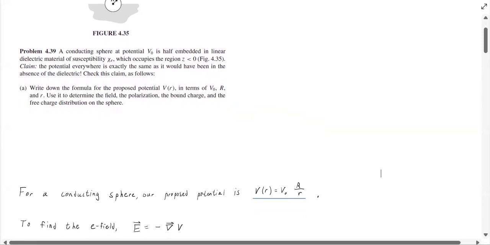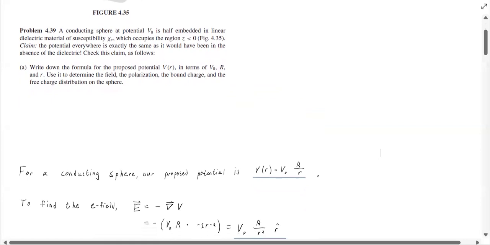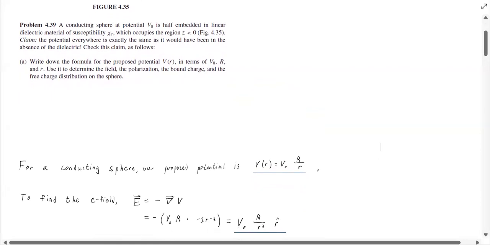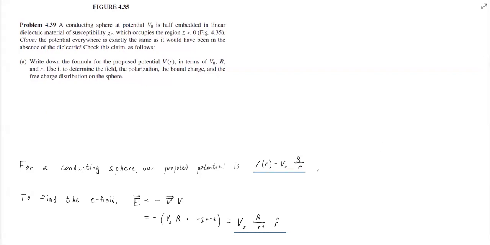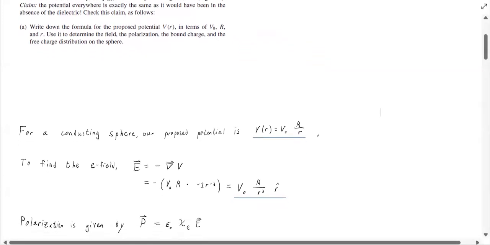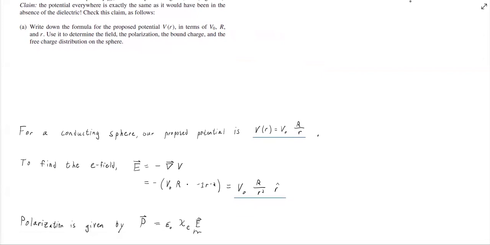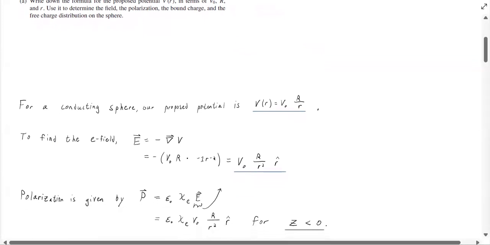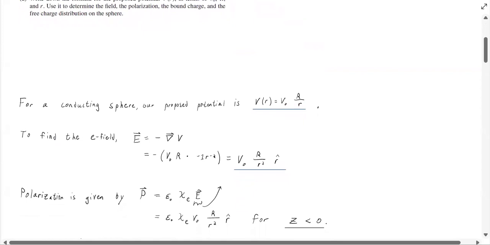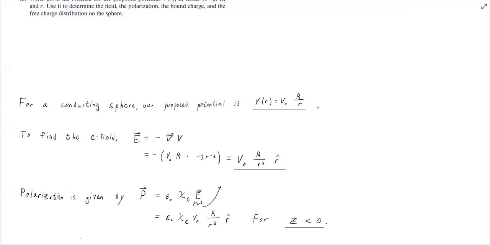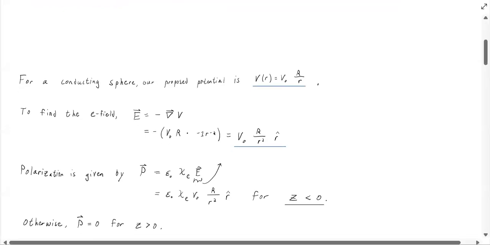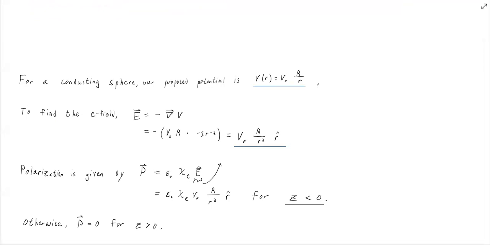To find the electric field, we'll use the relationship that the electric field equals the negative gradient of our potential. Plugging that in, the only component we have for our electric field is in the r hat direction. So the electric field points radially outward, which makes sense. The polarization is given by this equation, and all we have to do is plug in our electric field, which we found above. We'll note this polarization is for the part of the sphere embedded within the dielectric, so z is less than 0. Otherwise, the polarization is 0 for z greater than 0, outside the dielectric.